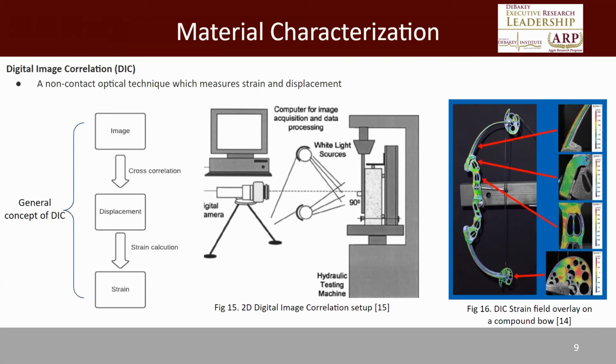There are mainly 3 steps for performing DIC. First, apply specular markers, then the camera takes multiple shots of image during deformation. In the end, the software will analyze the image to compute displacement and strains. And the figure on the right is a DIC strain field overlay on a compound bowl.